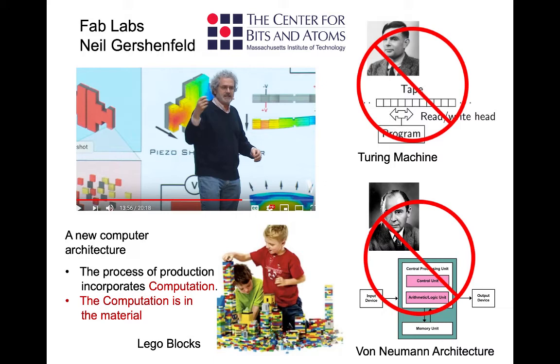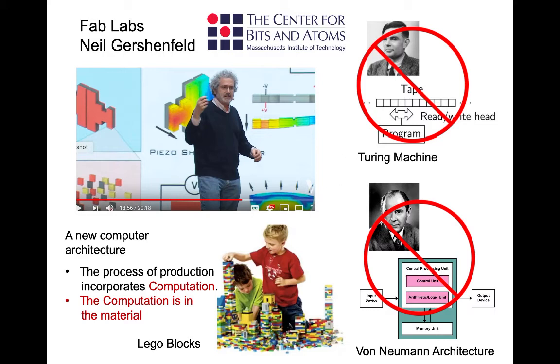And again, a 3D printer is just a poster child for something about half the size of this room, but could then make anything. And we're going to see the significance of that in a moment. Now, to do this, he totally revolutionized computer science, rejecting Turing machines and von Neumann architecture, which is what we all use to this day, into a new kind of production which incorporates computation. The computation is in the material.